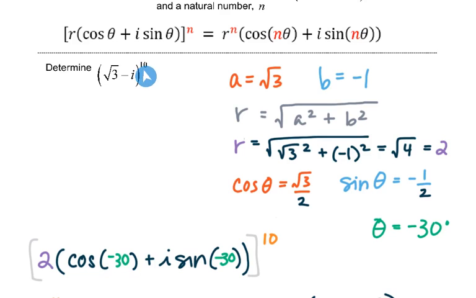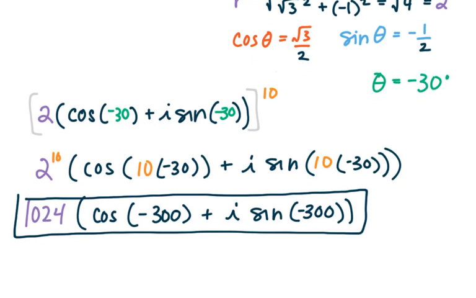And again, it's admittedly much faster than trying to FOIL this out 10 times. So we just converted it, which is a pretty quick conversion. And then we apply this theorem, which is to take the radius, raise it to that power, and multiply each of those arguments by that power.